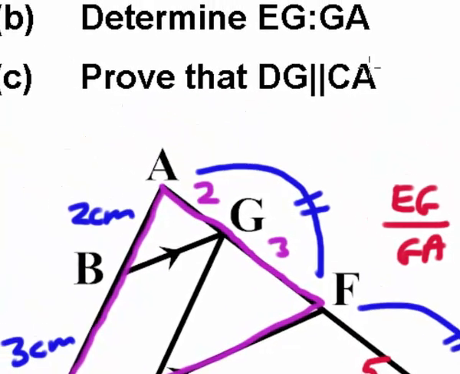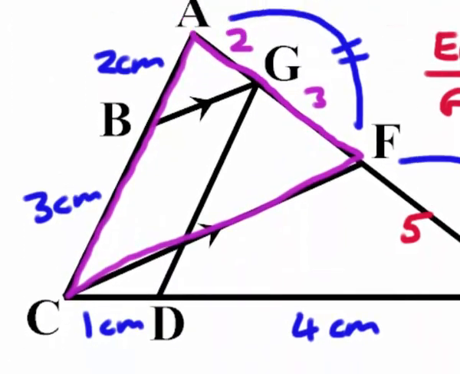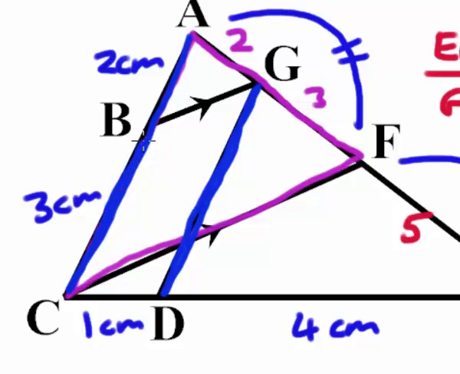Okay, what about the third one? Prove that DG is parallel to CA. Okay, alright, well, where's DG? Let's have a look here. Here's DG, is this line. DG has got to be parallel to CA. Now we've got to prove that. Well, let's see, how would we go about doing that?